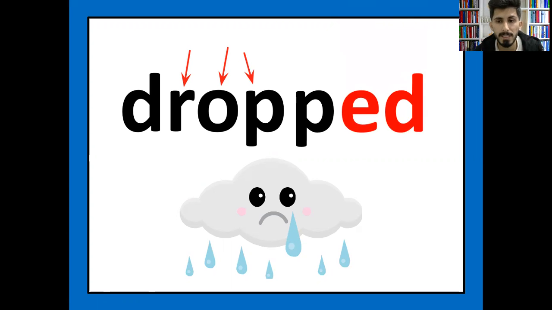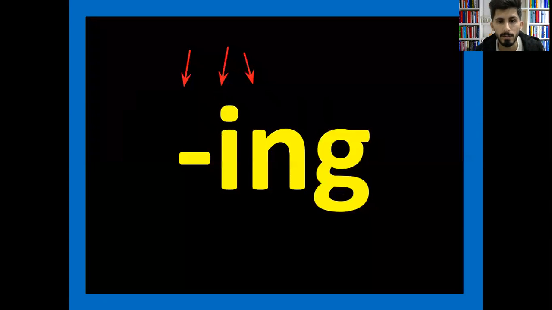It will be dropped, and the letters ed here are pronounced as t because of the letter P. When you have letter P, the ed is pronounced as t, dropped. Okay, repeat after me, dropped. Okay, good.